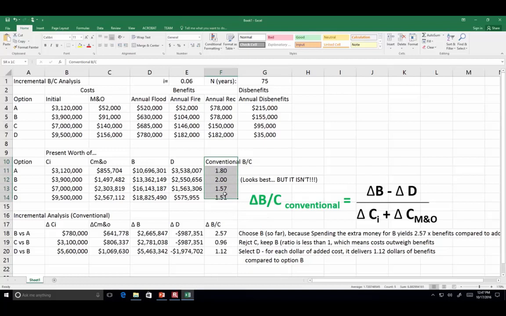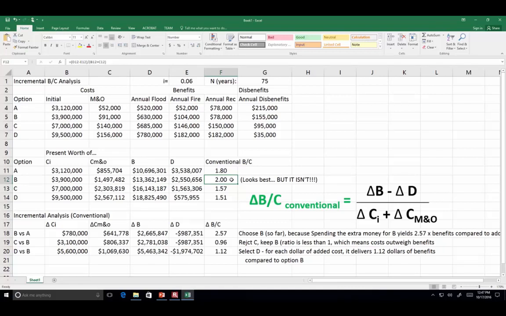First of all, calculating the B to C only tells you what's an acceptable project. It doesn't tell you which is the best project. And here's the proof of that. If you look at alternative B, it seems like it would be the best if all we were doing is choosing whatever had the highest B to C ratio. But that's not the right approach because we want to maximize benefit. We don't want to choose the one that has the best abstract ratio. Anytime you can spend $1 and get more than $1 in return, keep doing it. And so that's what these incremental comparisons do.